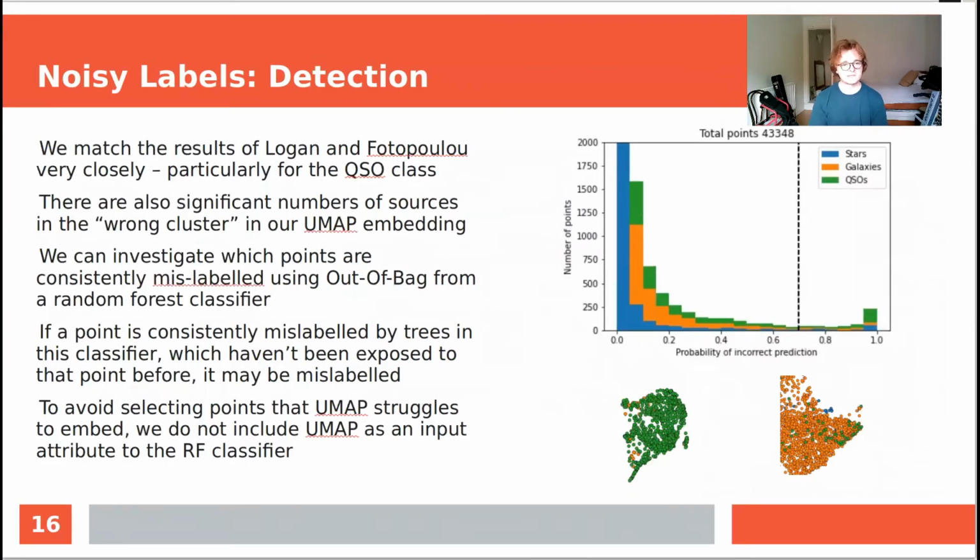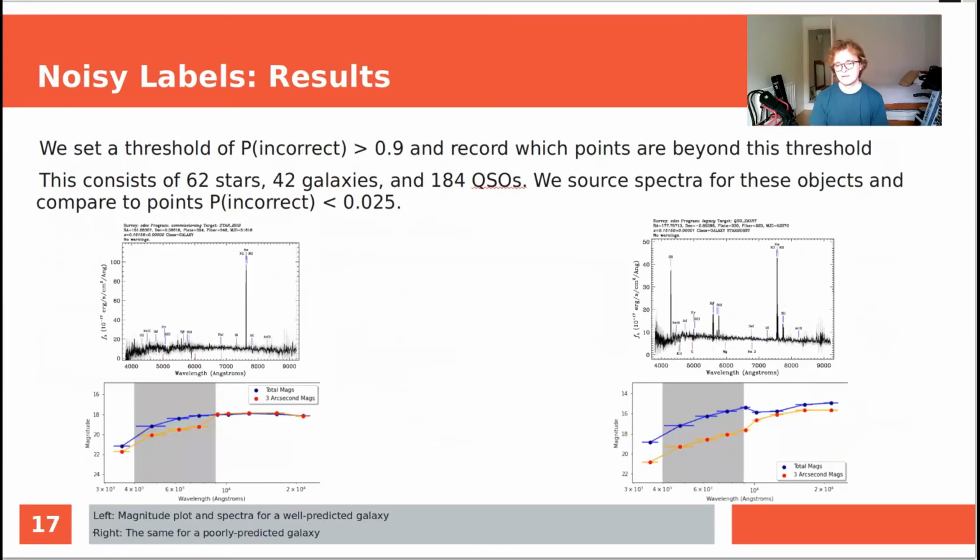To do this, we use a random forest classifier without UMAP as an attribute. We use the out-of-bag scores for each point to work out the probability that each point, when predicted by trees within the forest that have not been exposed to that point before, will predict it wrong. You can see there's a definite uptick towards the probability of incorrectness being 1, in the histogram on the right there. You can also see that in our UMAP embedding, we have some points that are in the wrong cluster.